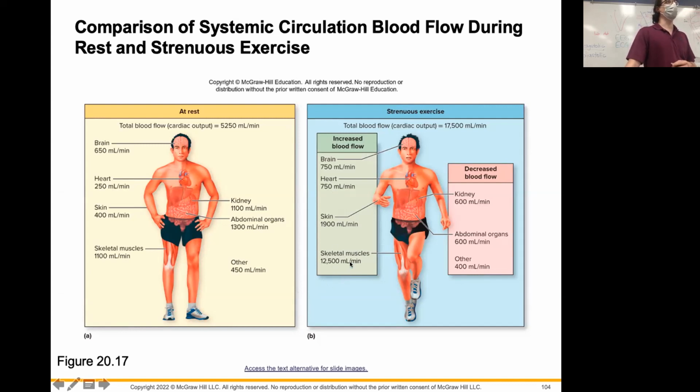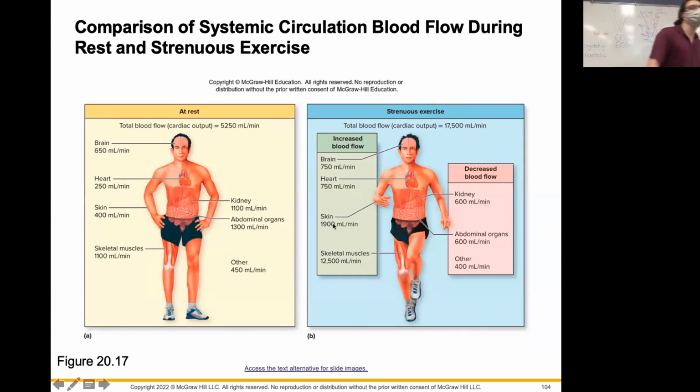So we're going to send a whole lot of blood. That's a 10 times jump for those that can't do math. Going from 1,100 milliliters a minute to your skeletal muscles to jumping to 12,000 milliliters a minute. Okay, that's a massive jump. Why? Because they are actively being used now, not just sitting still and maintaining posture. Now we are actively using them to move you around. So we vastly increase the amount of blood flow that's going to them.